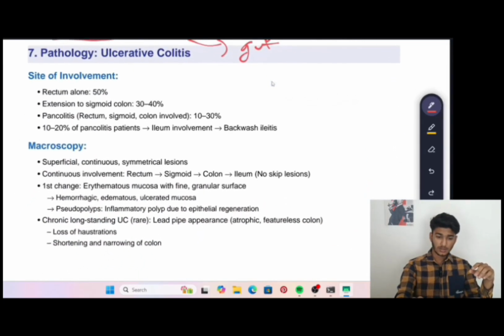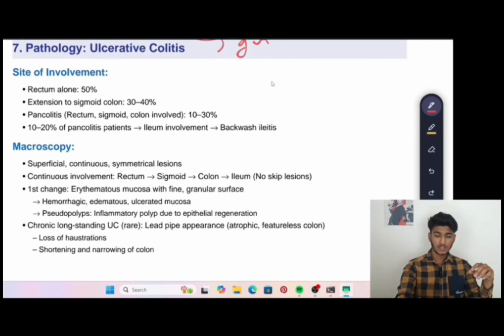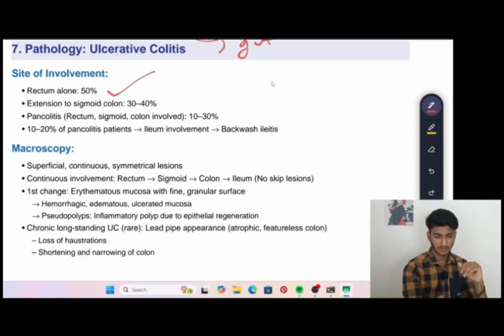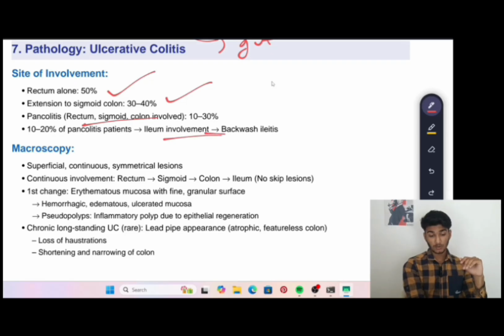After that, pathology of ulcerative colitis. The first thing you should be remembering is that in ulcerative colitis, the affected part will be mostly the distal part, which is rectum, sigmoid colon, and a small part of the terminal ileum will be involved there. So rectum 50% it will be affected. Then it will extend to sigmoid colon, which is 30 to 40% affected. Then it will move on to the ileum. Ileum involvement will be very less, like it will be only 10 to 20%.